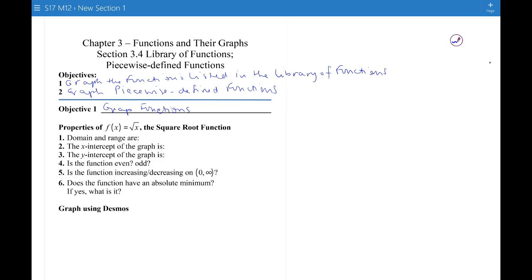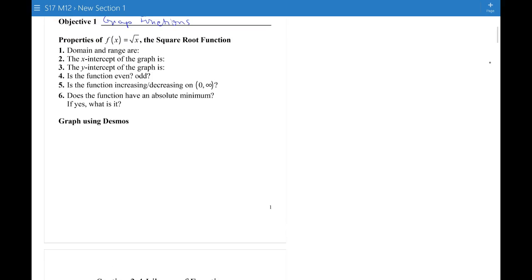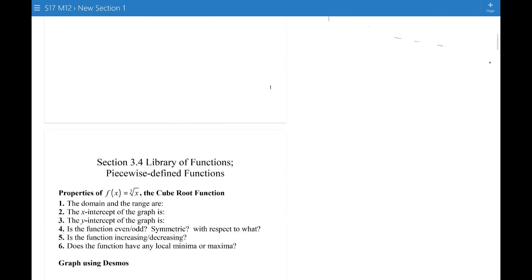So we're going to start with the square root of x, and we'll draw the graph on Desmos in class and talk about the domain and range and what the intercepts are and whether it's even or odd. So we'll look at the graph and answer these questions. Basically the square root graph, though, you should know, has a shape something like this, like the upper half of a sideways opening parabola.